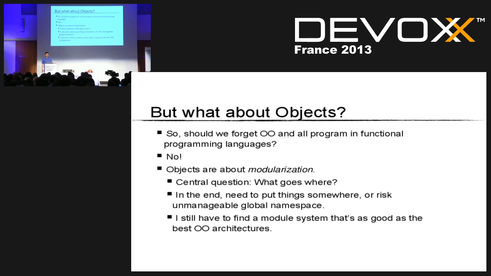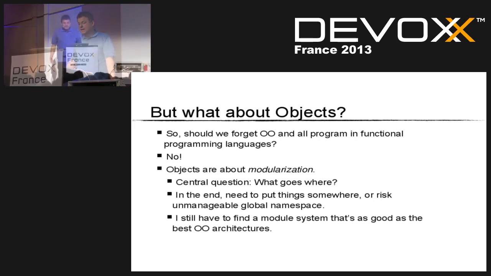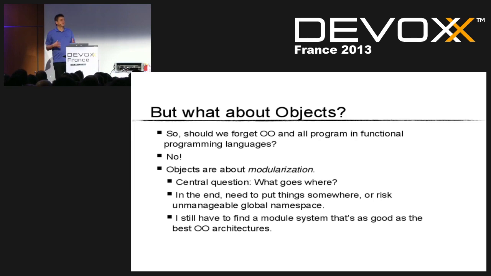Because objects, after all, are all about modularization. The central question that objects answer is, what goes where? They give you containers in which you can put stuff, data and operations and things like that. And very elaborate ones, so containers that, with dynamic binding, actually hide the actual implementation, that can inherit from each other, and so on. And in the end, I think that question is very, very important.